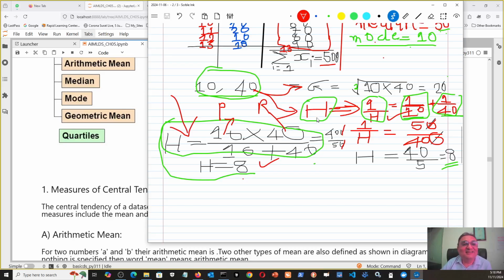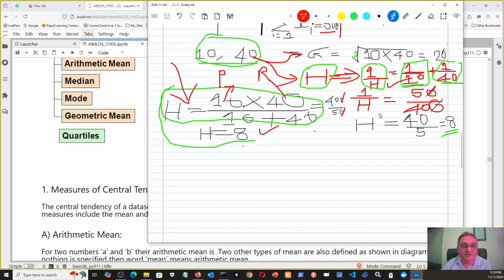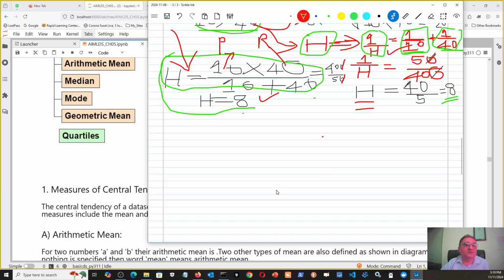Okay. Then harmonic mean: you will use 1 upon harmonic mean is equal to 1 upon first number. The reciprocal of harmonic mean is equal to the sum of reciprocals of the original numbers. So 1 by H is equal to 1 by n1 plus 1 by n2 plus 1 by n3 plus 1 by n4 and so on. It can have any number of numbers. So you can find the reciprocal and then find H, the harmonic mean. For two numbers, harmonic mean can be easily found by the product of 2 divided by the sum of 2. Okay. So these are measures of central tendency.